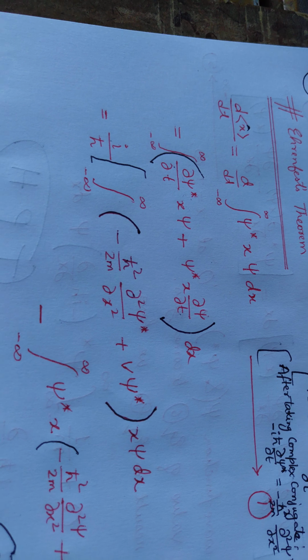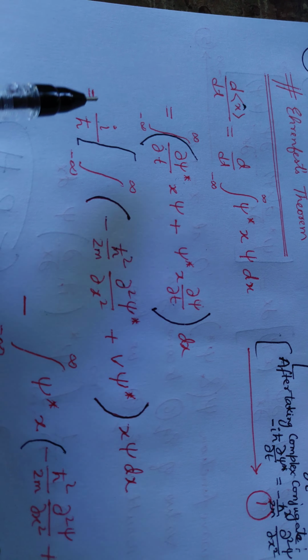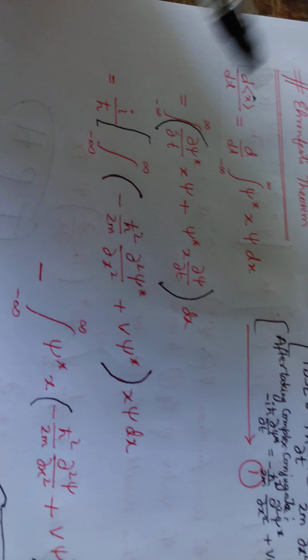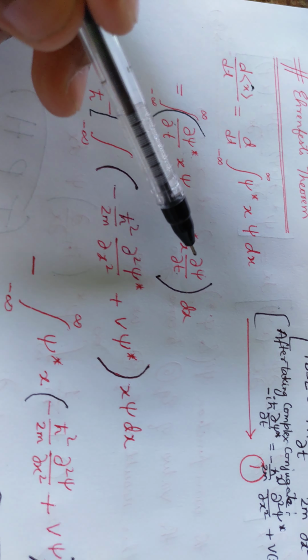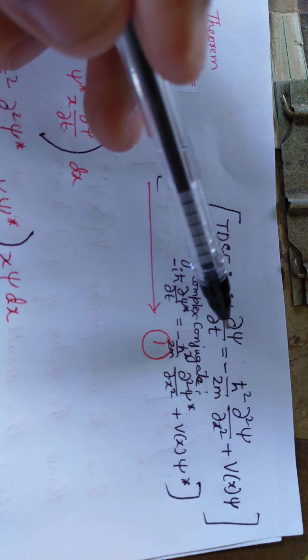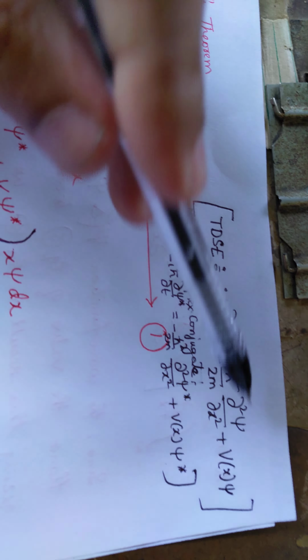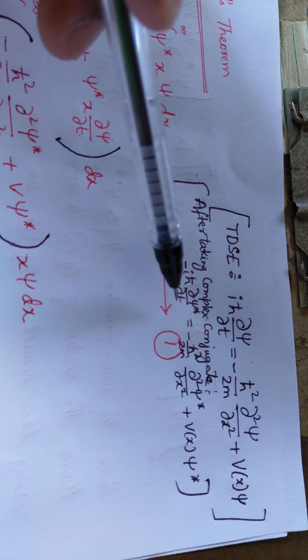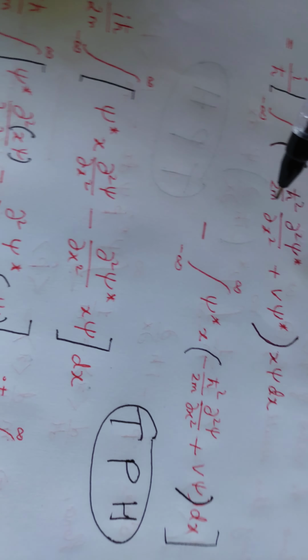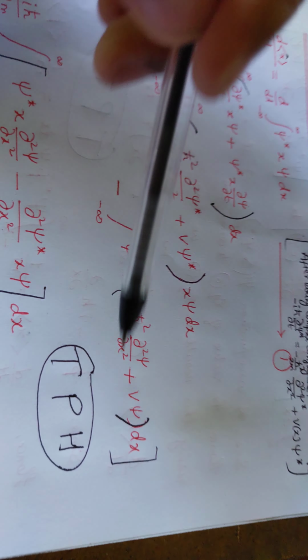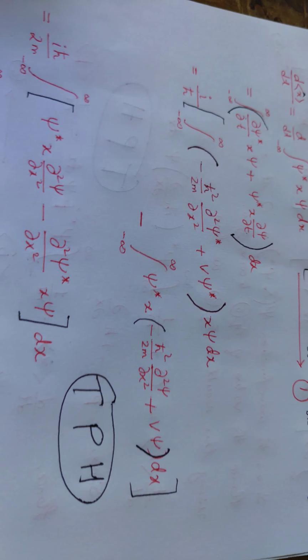Then you put the value of d psi star by dt and d psi by dt from here. The d psi by dt result you put here from here, and the d psi star by dt result you put from here, and you get this particular value. I think that is very easy for you to understand.